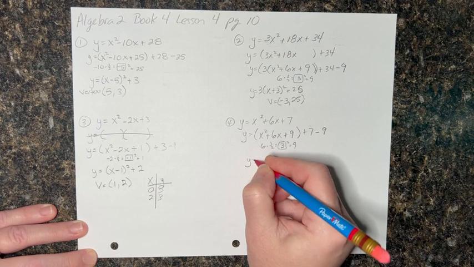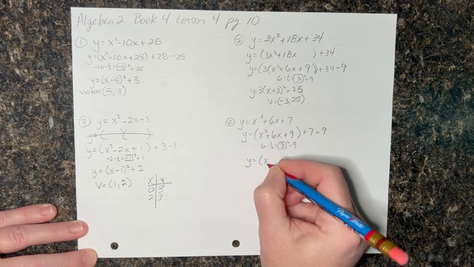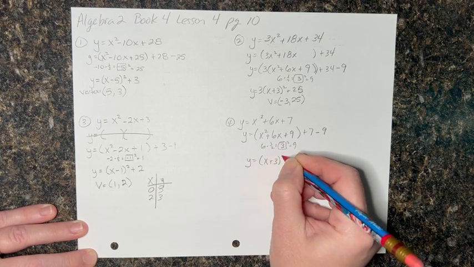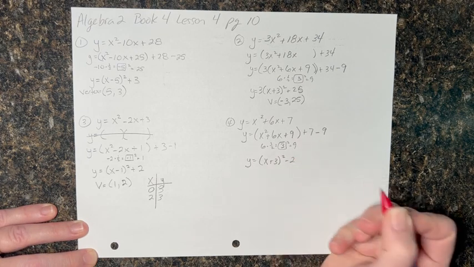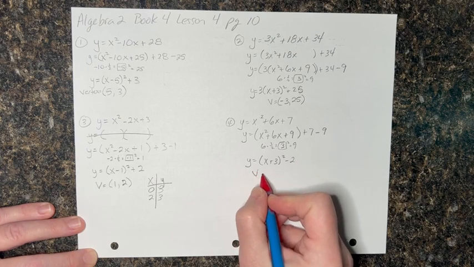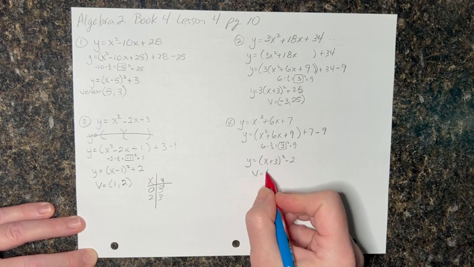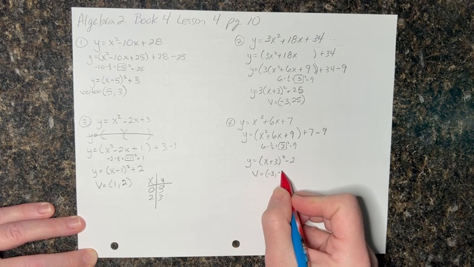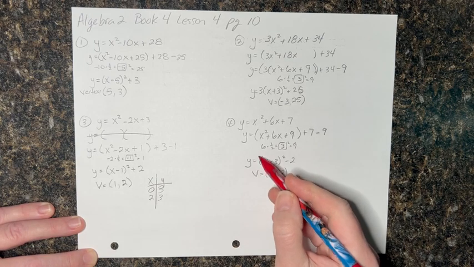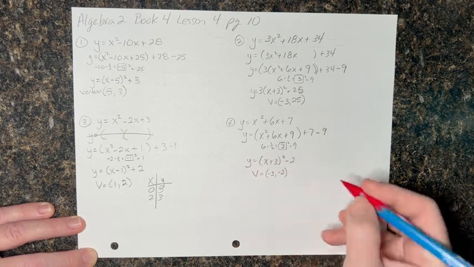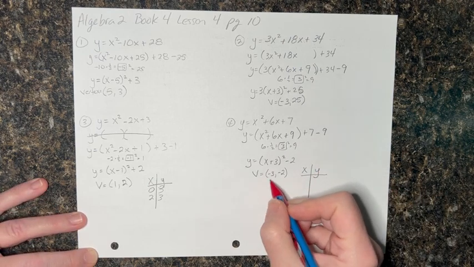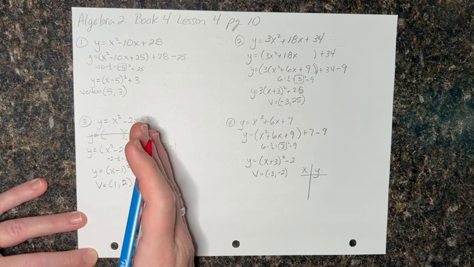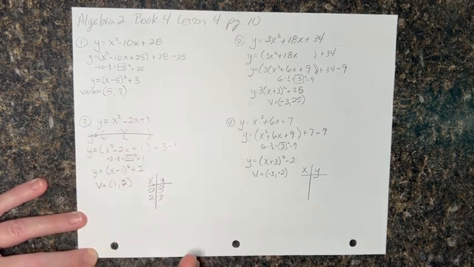We can now write this as y is equal to the quantity x plus 3, that's what's in my box, squared. 7 minus 9 is minus 2. My vertex is at the opposite of this, so negative 3, comma, negative 2. It still opens up because this is positive. So let's look at some points. Negative 3 is my center, right? That's my axis of symmetry.